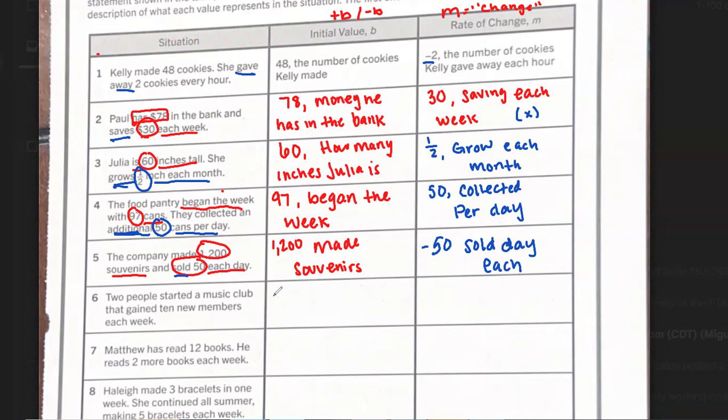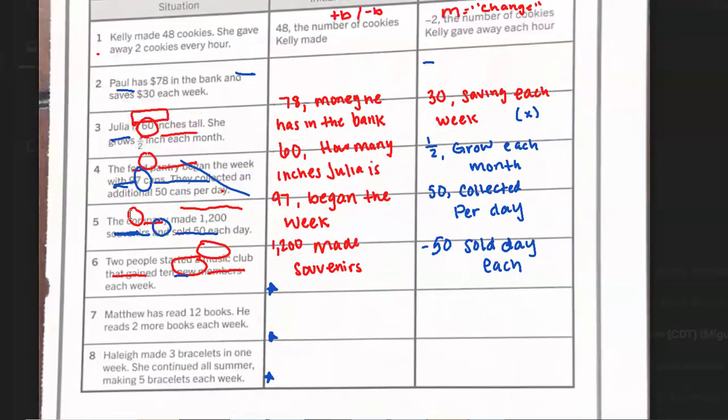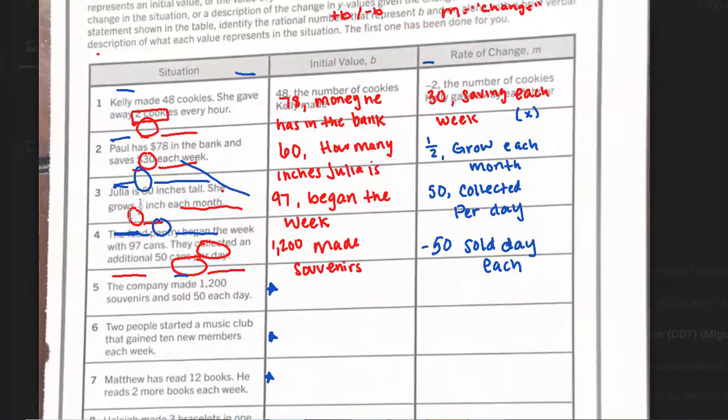All right. You do have to solve number 6, 7, and 8, and you're gonna come show me all those answers, right? So go ahead and do those 6, 7, and 8. Show me those answers when you're done.